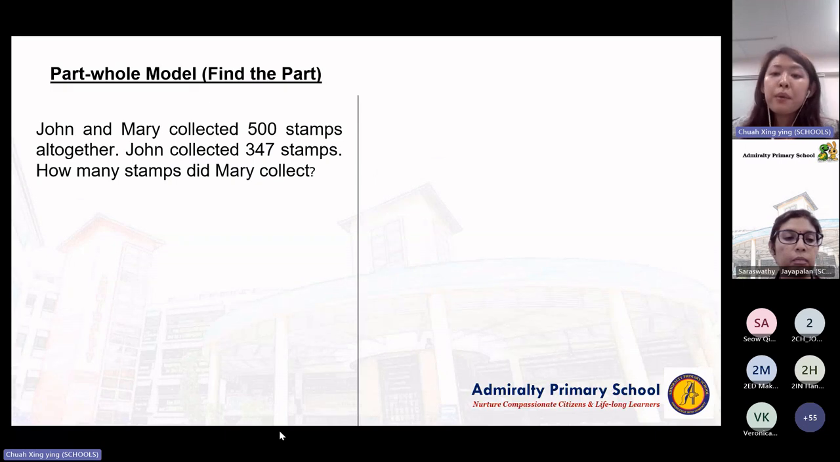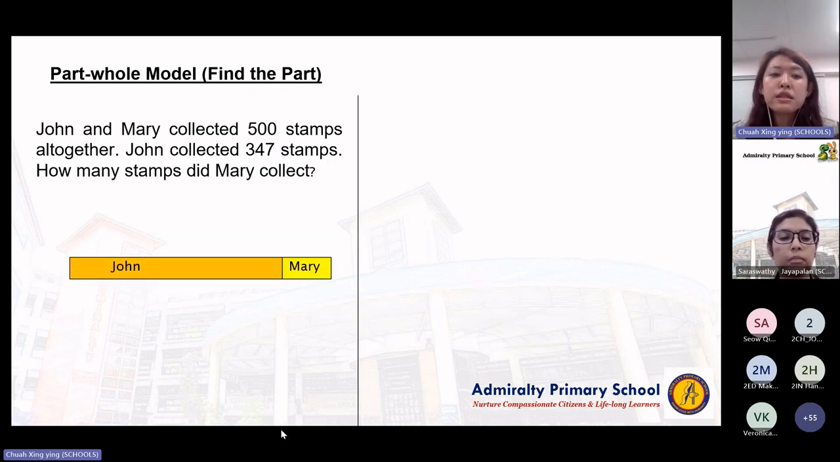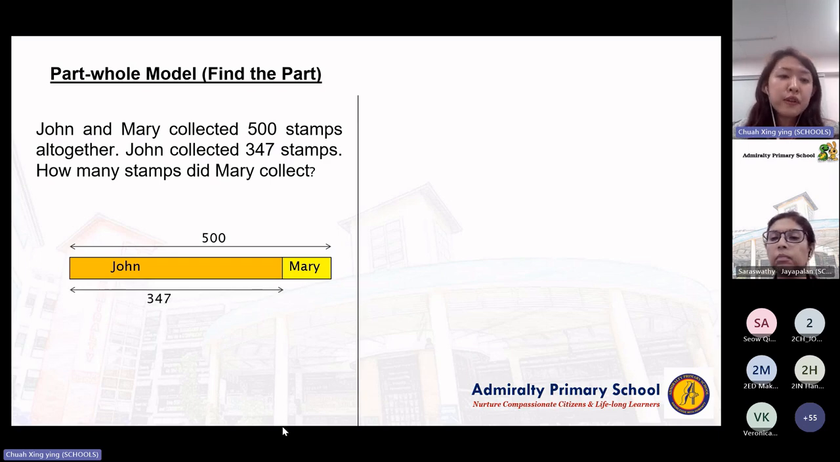Our next one for part-whole models is we'll be finding the parts. John and Mary collected 500 stamps all together. John collected 347 stamps. How many stamps did Mary collect? We know that they collected 500 stamps all together, so we label the whole as 500. We know John collected 347 stamps. As 347 stamps is more than half of 500, John has a longer bar. We label John as 347. We want to find the other part, Mary, so we put a question mark. Hence, we subtract 347 from 500 to get 153.